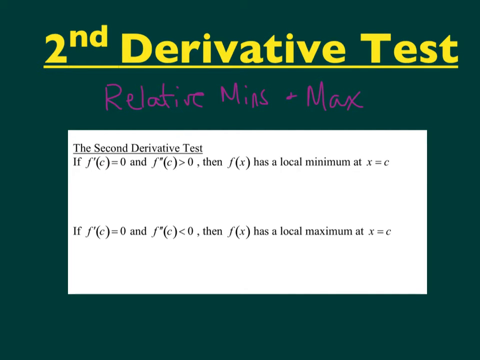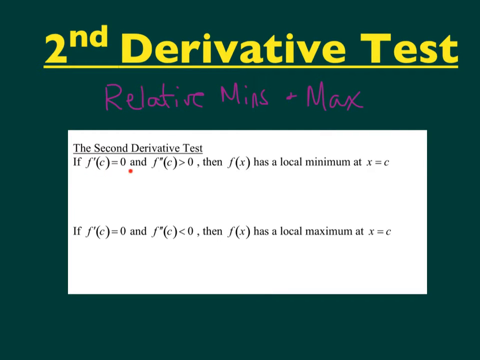We take the first derivative, we find our critical values, and we make a sign chart. That is an absolutely valid way, and that's the way I would encourage you to continue to find relative mins and maxes. But there are times when we can't use the first derivative to make a sign chart, and we're going to see those cases today. That's where the second derivative test comes in. So let's read about it and see what it's all about.